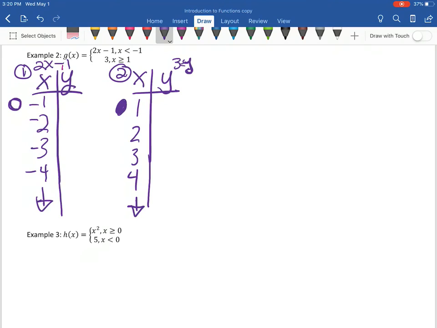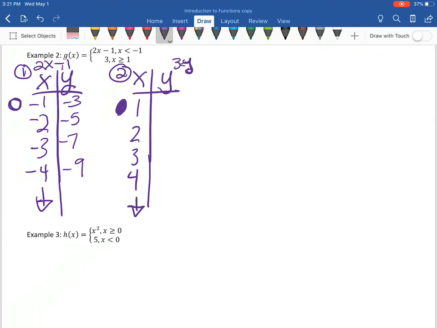Now, if I start plugging in points to find the corresponding values of y, looking back at the first piece, I'm going to take -1 and plug it into 2x minus 1, and then take -2 and plug it into 2x minus 1, etc., to find all my corresponding values of y. So when I take -1 and plug it into 2x minus 1, that gives me 2 times -1, which is -2, and then subtract 1, that gives me -3. Then I get -5, and then -7, and then -9. So those are all my corresponding y values for the first piece.